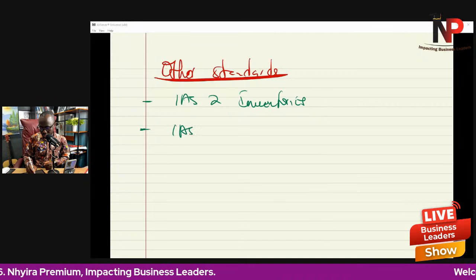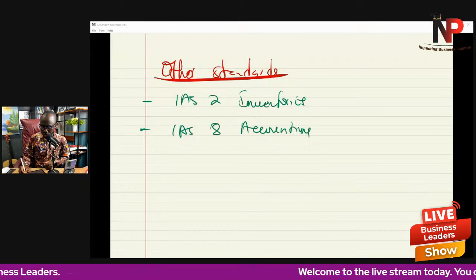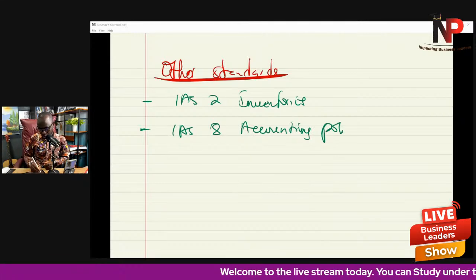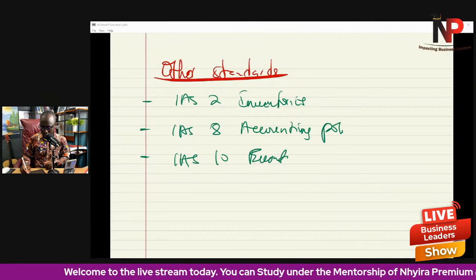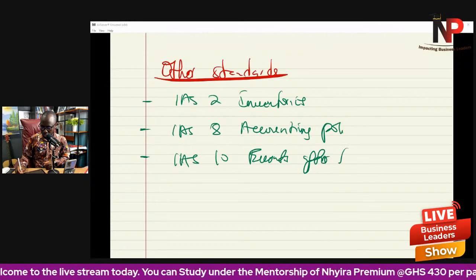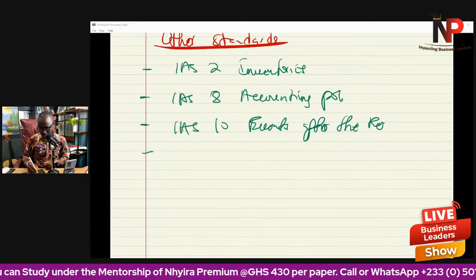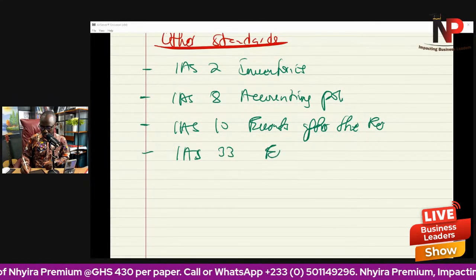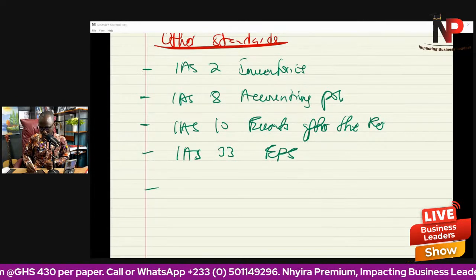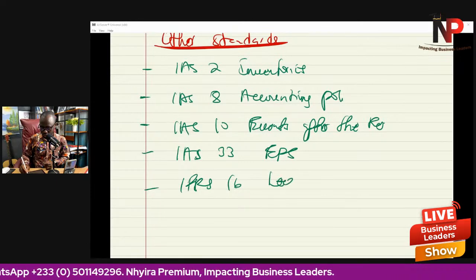We have IAS 8 accounting policies, changes in estimates and errors. We have IAS 10 events after the reporting period. We have IAS 33 earnings per share. We have IFRS 16 leases.